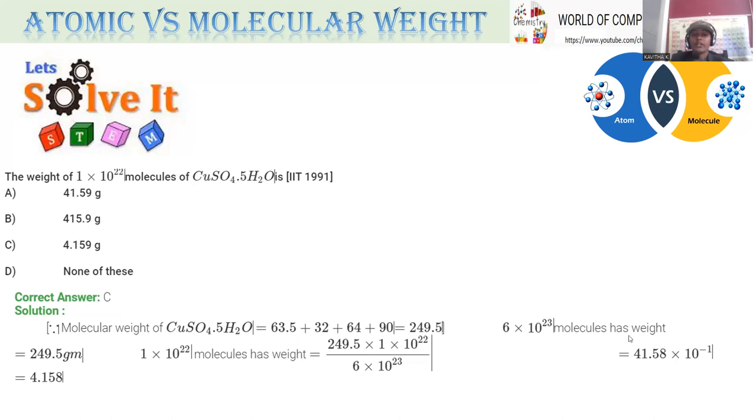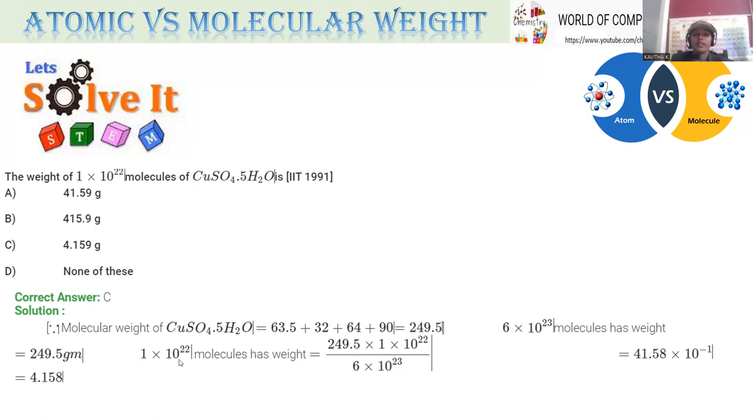6 into 10 to the power 23 molecules have 41.58 into 10 to the power 1. So this is the final answer we will get. How can we get it? Let us see. One molecule contains 249.5. Then 1 into 10 to the power 22 contains how much? That will become 1 into 10 to the power 22 into 249.5 by 6 into 10 to the power 23. One mole is nothing but 6 into 10 to the power 23, the Avogadro number.